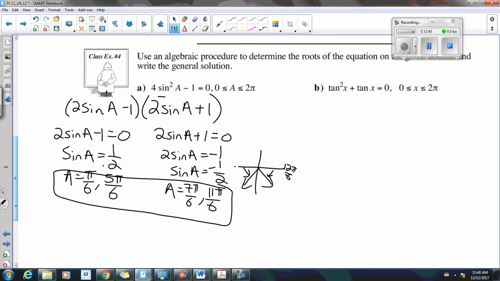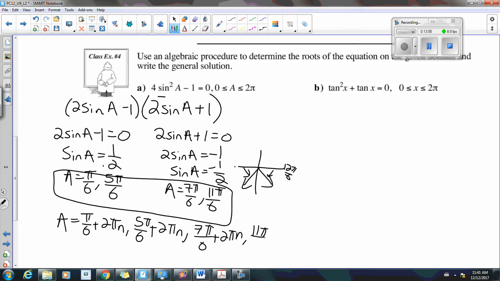The general solution, there's no horizontal stretch in this question, so it's going to be every 2 pi n. So the general solution would be pi over 6 plus 2 pi n, 5 pi over 6 plus 2 pi n, 7 pi over 6 plus 2 pi n, and 11 pi over 6 plus 2 pi n, where n is an integer. That would be the general solution. B, tan squared x plus tan x equals 0. So now I can factor out the common factor of tan x. And then I'm going to solve for each factor.